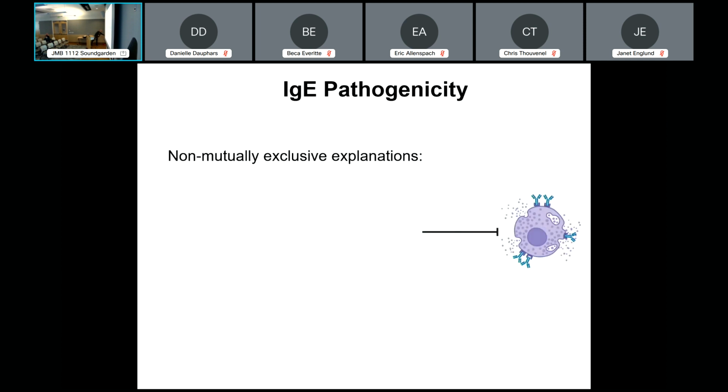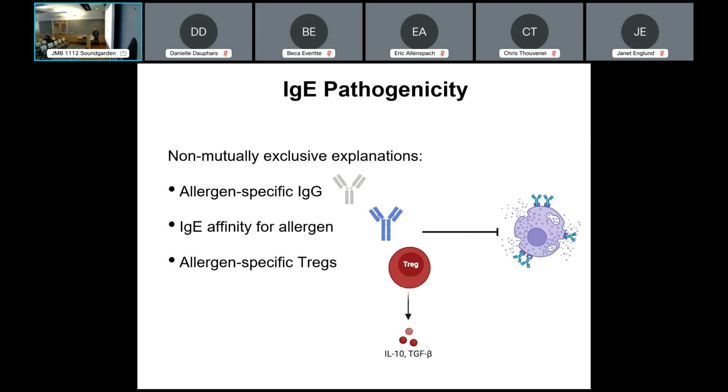And so there are a number of non-mutually exclusive explanations for this. One is there could be allergen-specific IgG present in some patients that might block the interaction between IgE and the allergen. One might be a lower affinity of IgE for the allergen. There might be Tregs involved that inhibit the reaction. There could be differences in the signaling threshold of mast cells based on the receptor density of either the high affinity receptor or SYK. But we asked whether there are intrinsic differences in the IgE molecule itself.